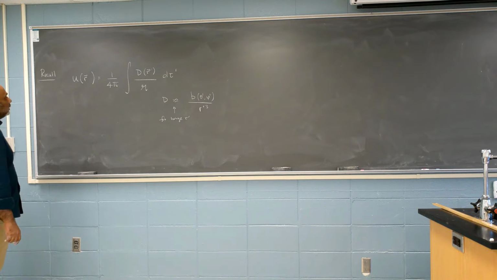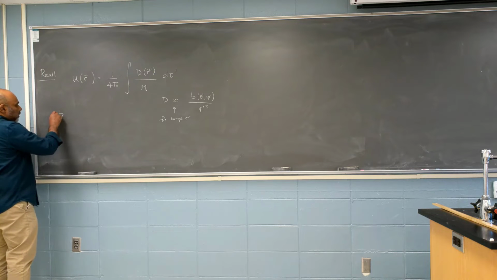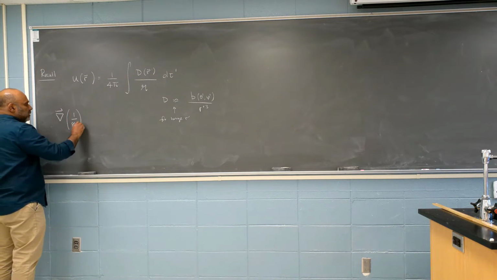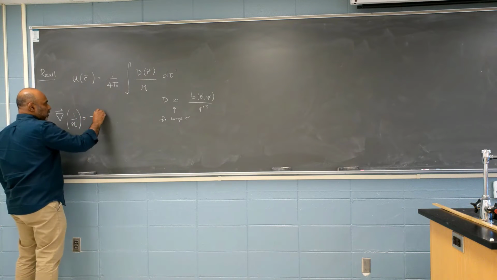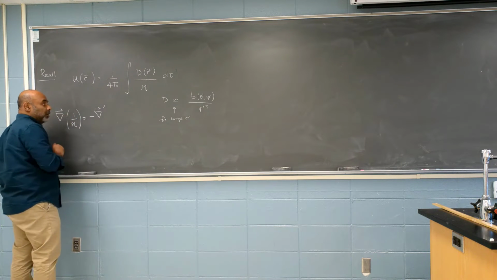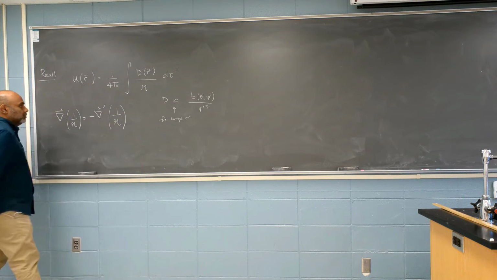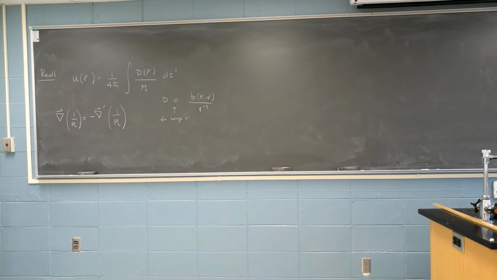The other fact that we talked about was just the derivative, but I'm trying to see if there was something else we needed. No, it is the fact that the gradient of 1 over the separation variable is equal to negative the gradient with respect to the prime variable. These are the 2 facts we need.